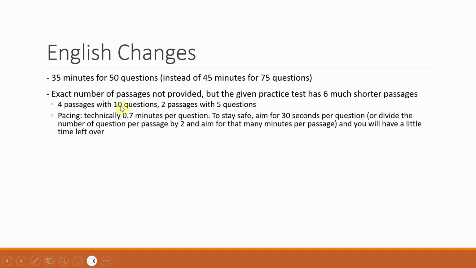So for passages like this that had 10 questions, try and get that done in 5 minutes. For those with 5 questions, try and do it in about 2.5. If you do that, you're going to have a little bit of time left over, and you'll be good to go.